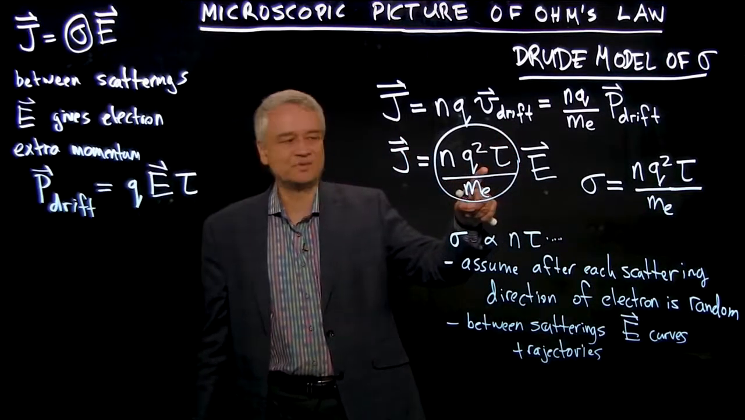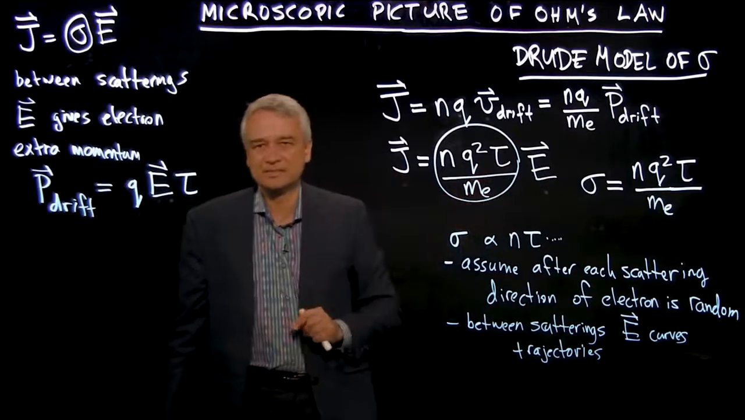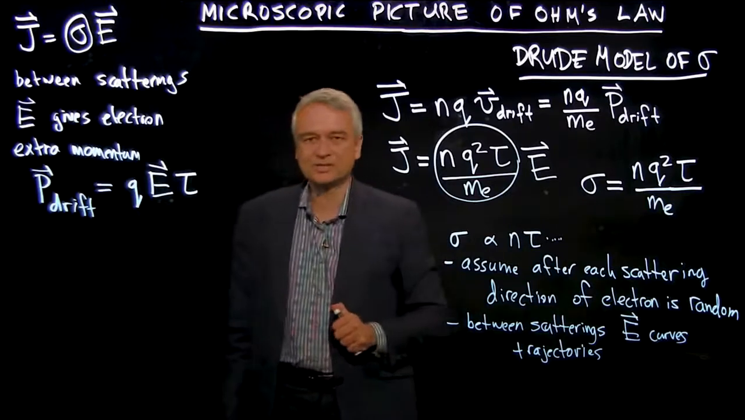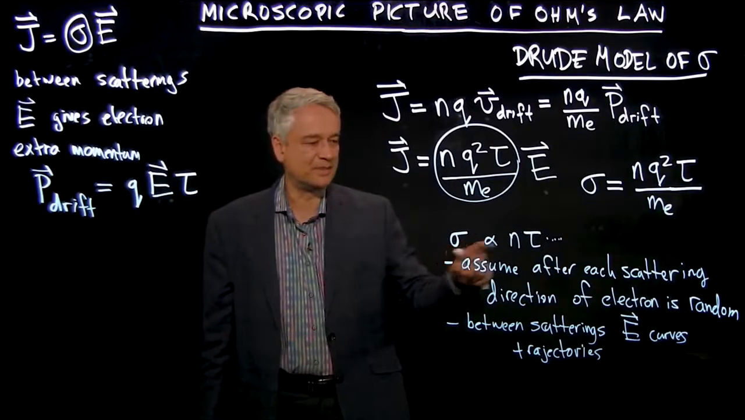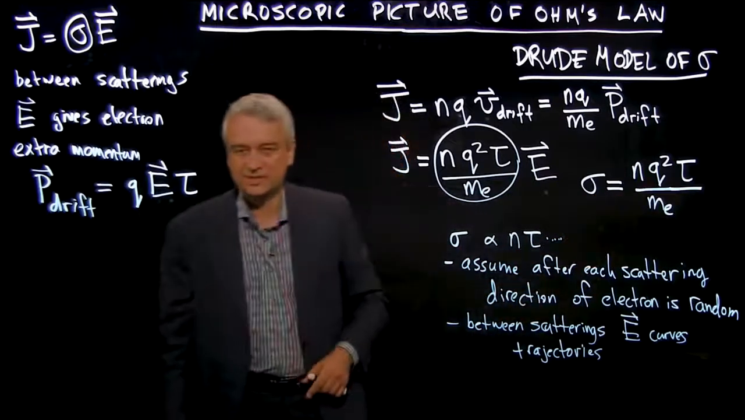Two negatives when you square. When Q is negative but squared it's positive, J is sigma E, sigma is positive. So the signs all work. Now what about my intuition that I started with? My intuition was that sigma should be proportional to N times tau. And look at that, my intuition is confirmed.